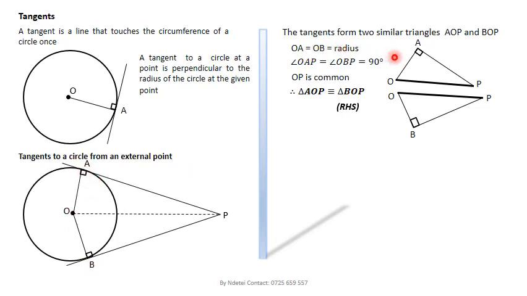We said OA and OB are the radius of the circle, and therefore they must be equal in length, and therefore we can confidently say that AOP and BOP are similar triangles. Additionally, we can say that the distances AP and BP must be the same in length. They're not just corresponding, they're actually equal dimensions in terms of their length. The angles AOP and BOP must be equal, and the angles APO and BPO must also be equal.